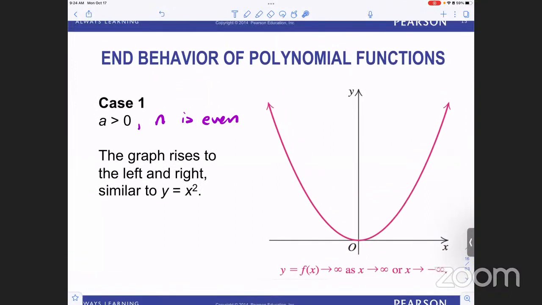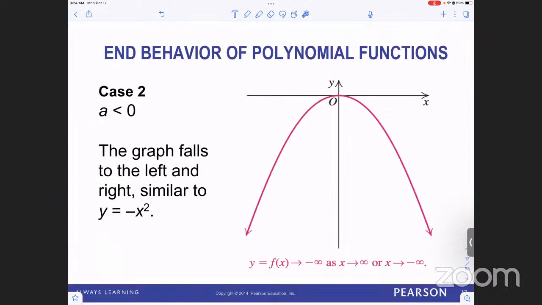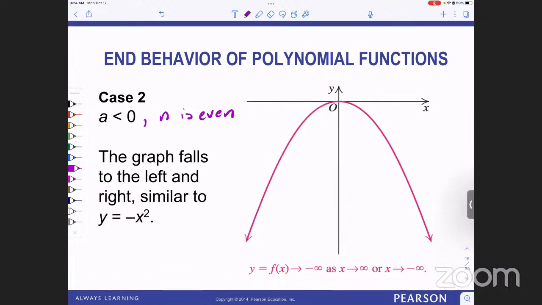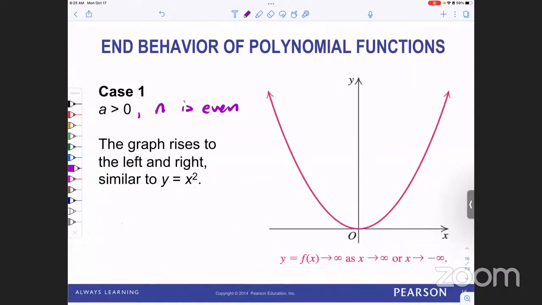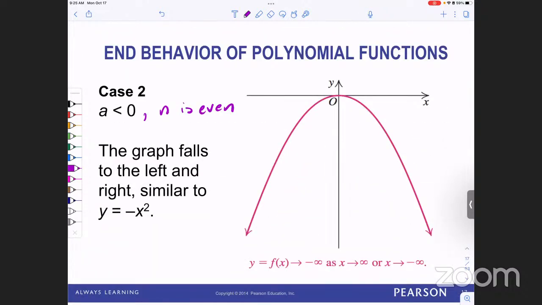Okay, hopefully that's okay. So we saw an example where n is even and the leading coefficient is positive. The next one should be where n is even and the leading coefficient is negative, right? And again, we need to say that n is even. So when the leading coefficient is negative, notice the right-hand side goes down because n is even. The left-hand side does the exact same thing.